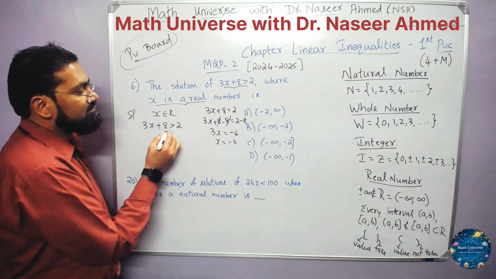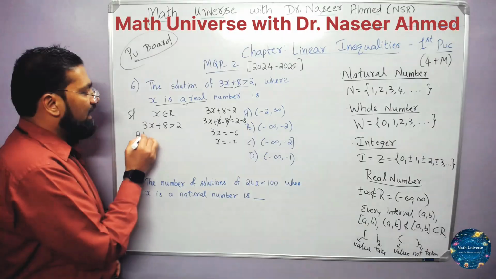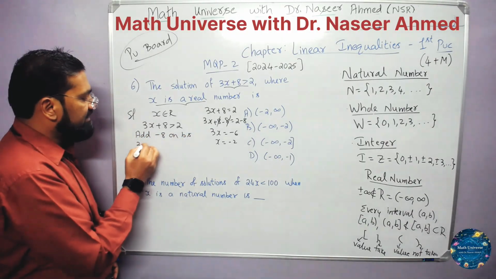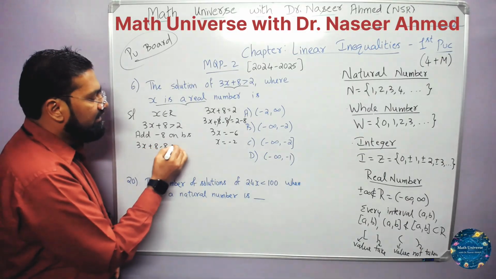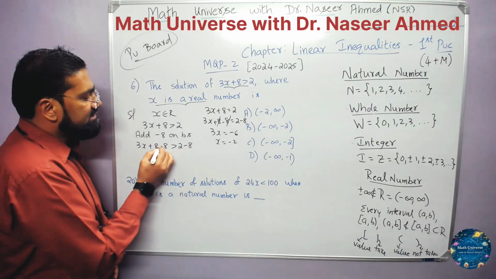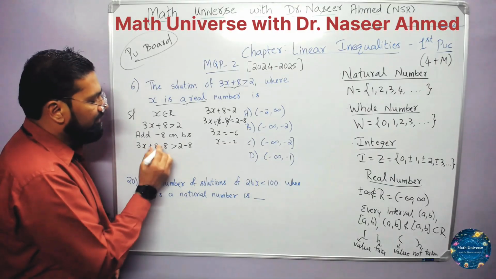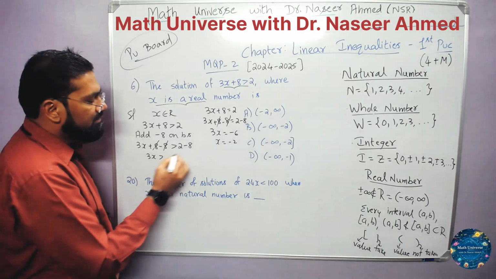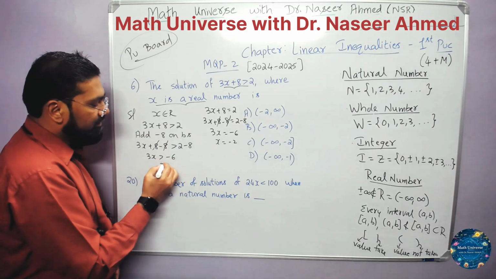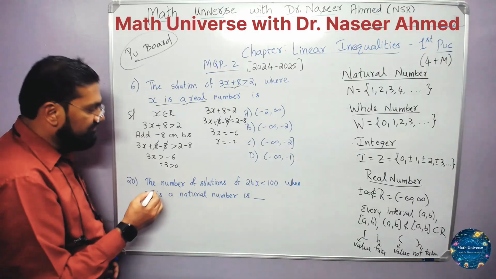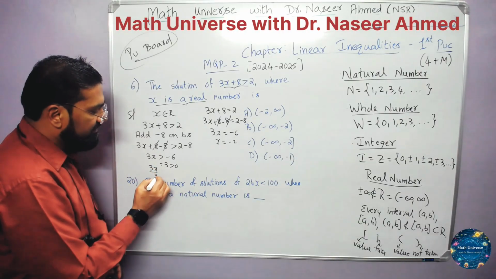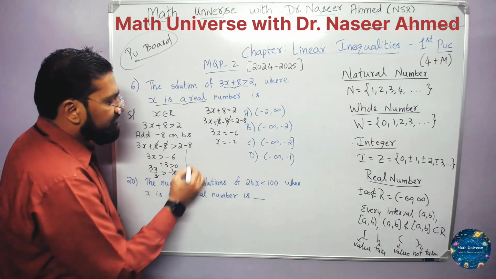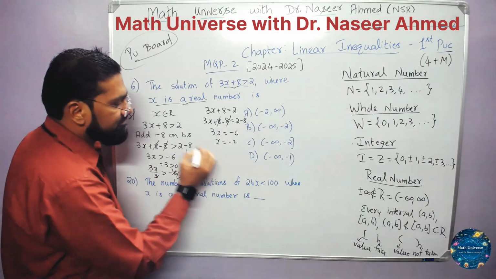Since I want the x value, first I am going to add minus 8 on both sides of the inequality. So we have 3x plus 8 minus 8 greater than 2 minus 8. As you can see, plus 8 minus 8 will get cancelled. 3x is more than 2 minus 8, which is minus 6. Now when I divide by 3, 3 is positive, so the inequality will not reverse. So I'll get 3x by 3 greater than minus 6 by 3. 3 ones are 3, 3 twos are 6, and 3 is gone. So we are going to have x is more than minus 2.